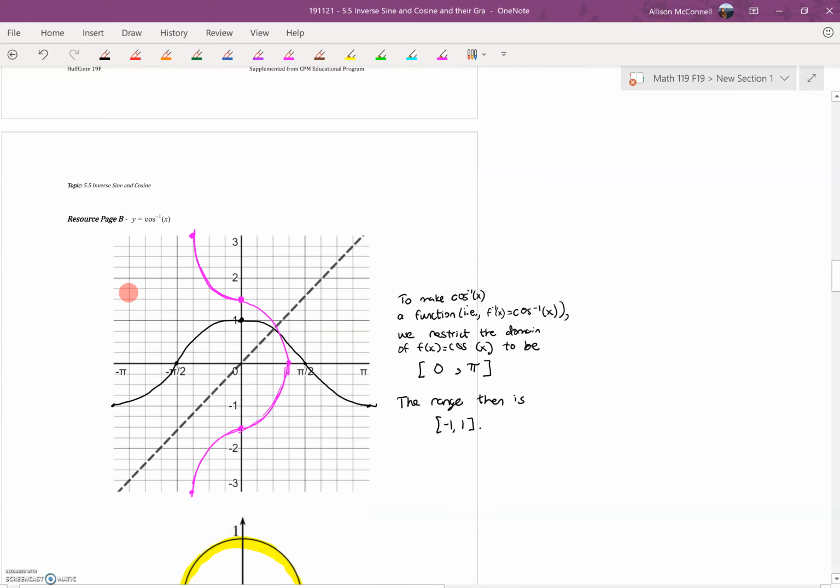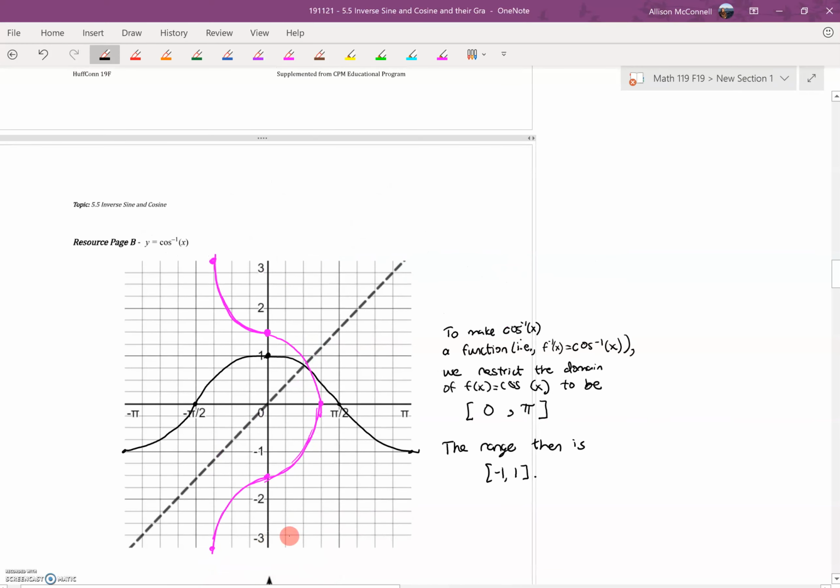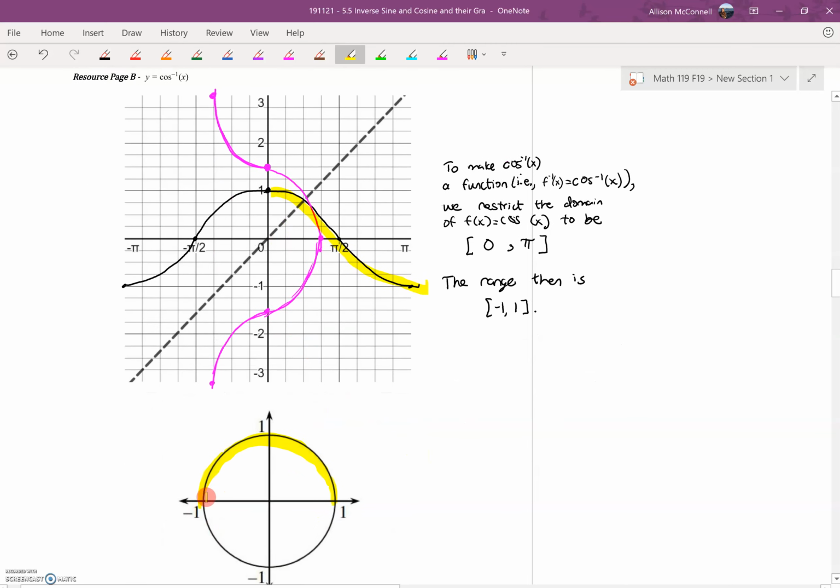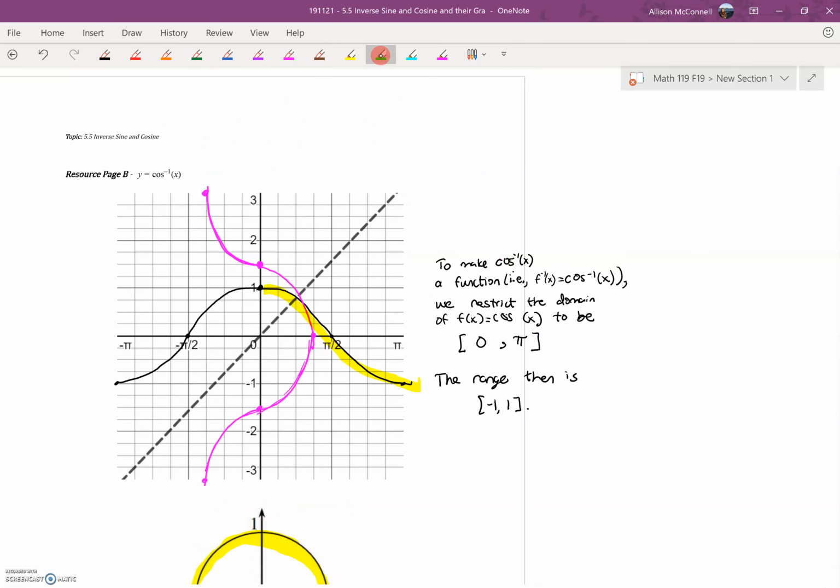Now for reference, here is cosine as well. And to make inverse cosine a function, we conventionally will restrict the domain of cosine of x between 0 and pi. And you'll notice that that gets that range of -1 to 1. And so that corresponds with this part of the unit circle. And then on the inverse, you can see that that corresponding part of the inverse is that section that I just highlighted in green. So you want to make that 0 to pi.